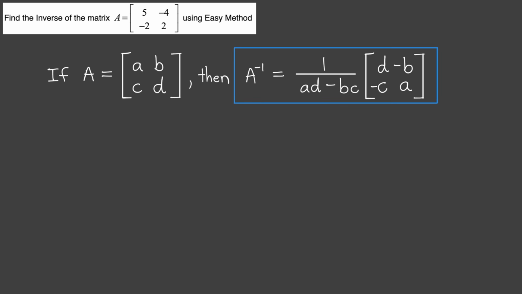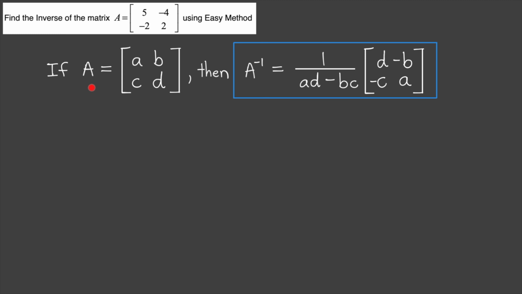So for now, let's take a look at the equation to find the inverse of a 2 by 2 matrix using the easy method. If we are given a matrix in this form, A, B, C, D, a 2 by 2 matrix, then the inverse of that matrix is going to equal 1 over, and then this expression on the bottom here is the determinant of a 2 by 2 matrix. Notice there's AD, so that's these two multiplied by each other, minus BC, which are these two multiplied by each other. Again, this expression on the bottom is just the determinant of a 2 by 2 matrix.